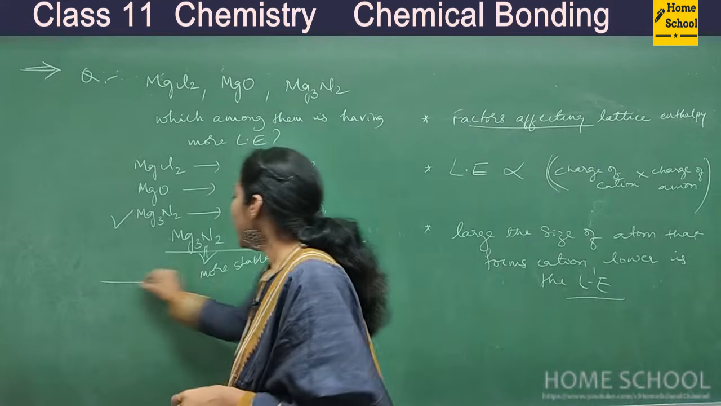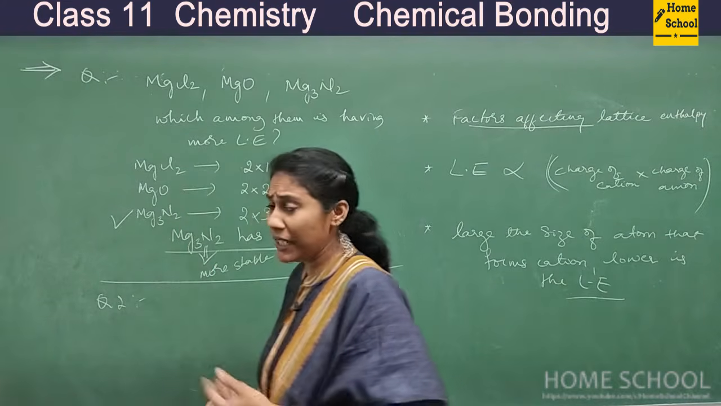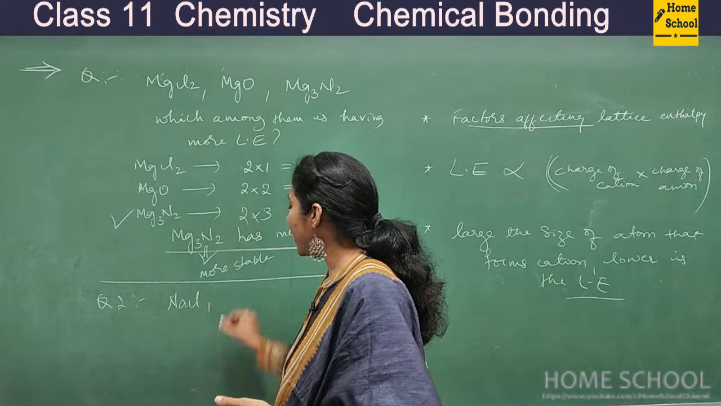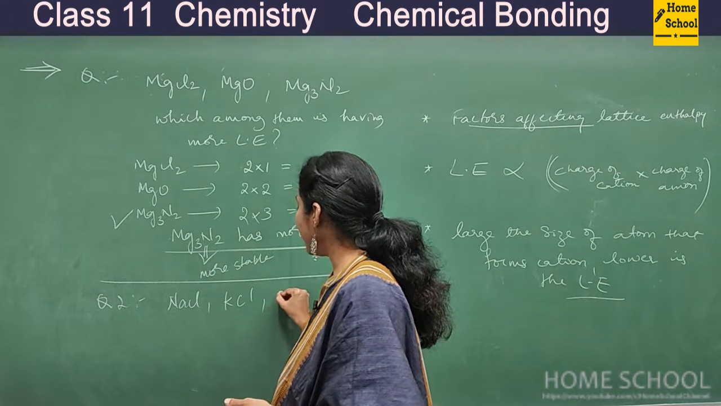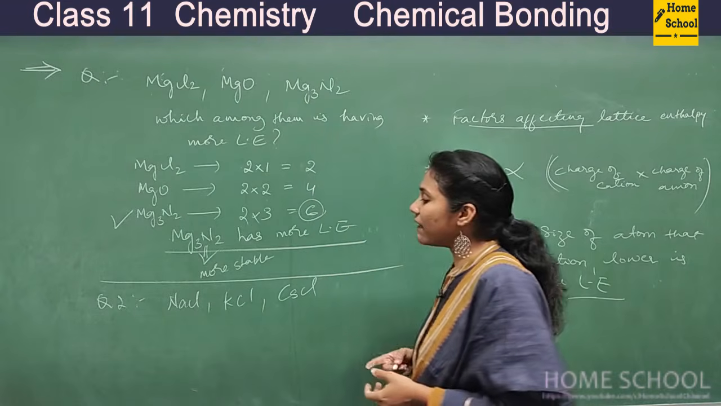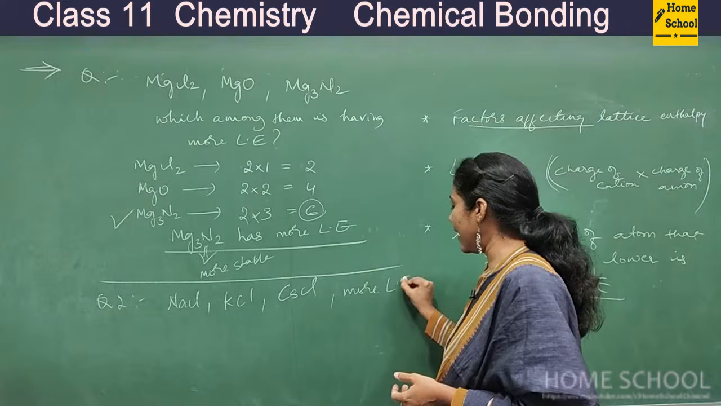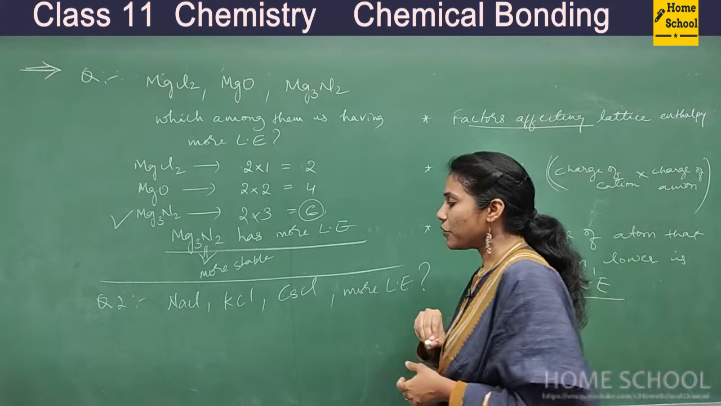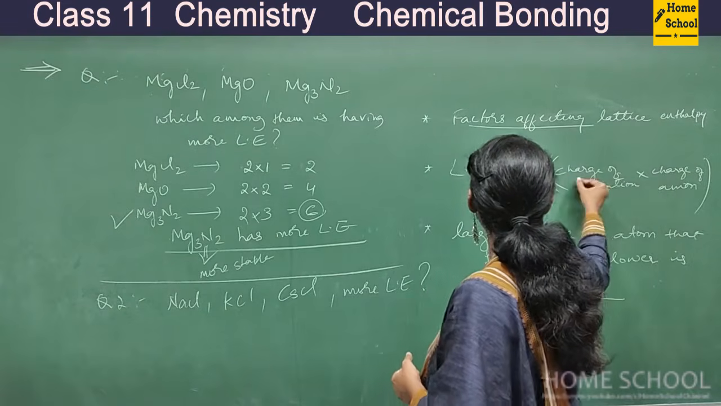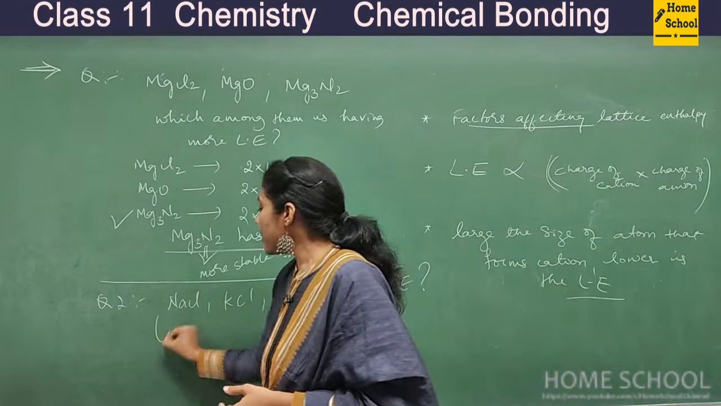Okay, and now let us go for question number 2. Very important question. You have NaCl, KCl and cesium chloride, right? So my question is, which one has more lattice enthalpy? So how do you decide? And here, if you calculate charge of cation into charge of anion for all, see what you get.